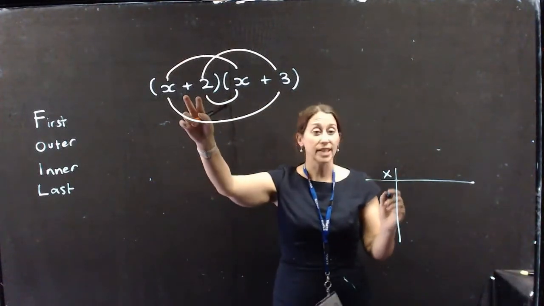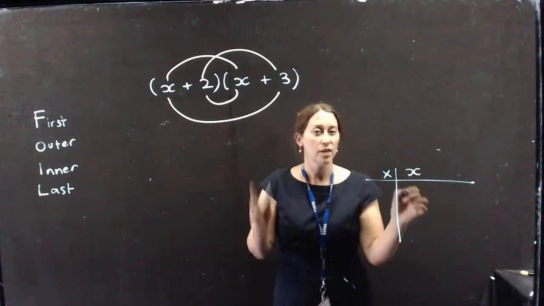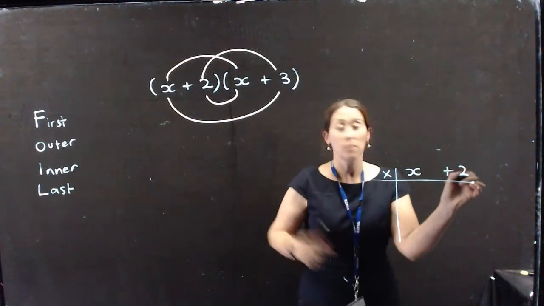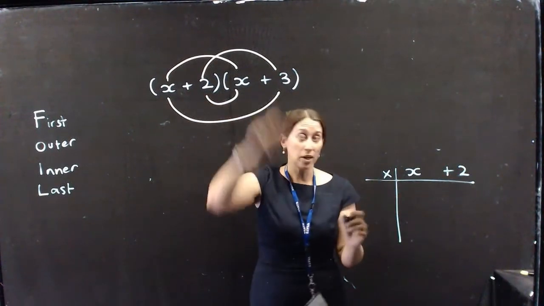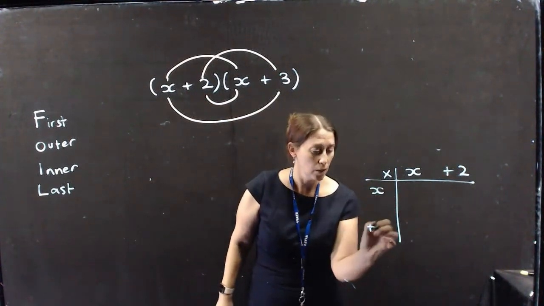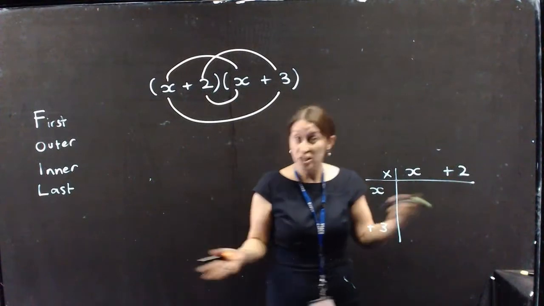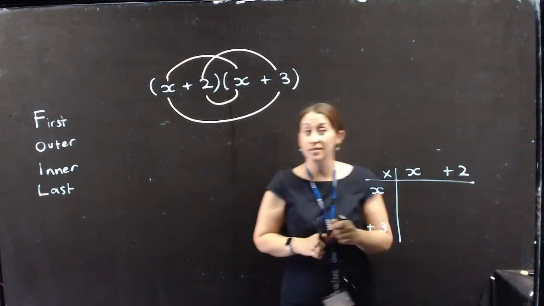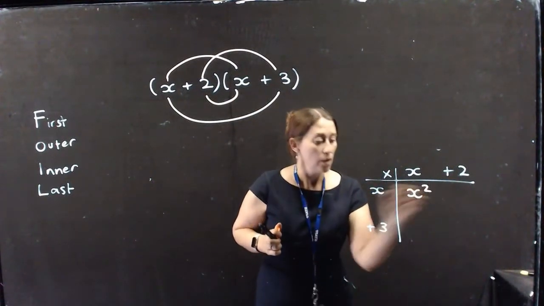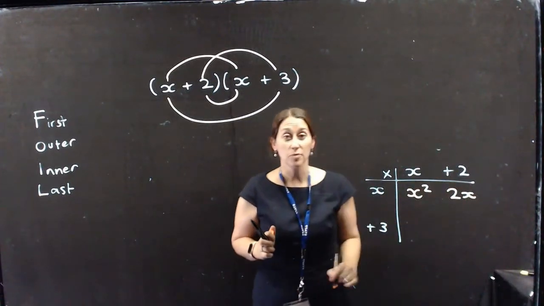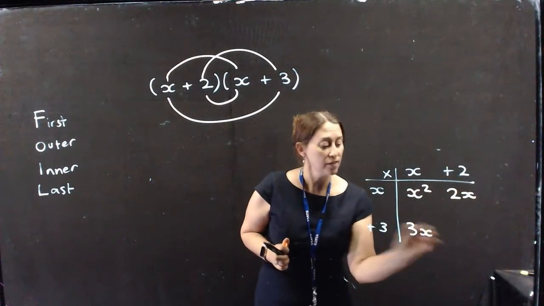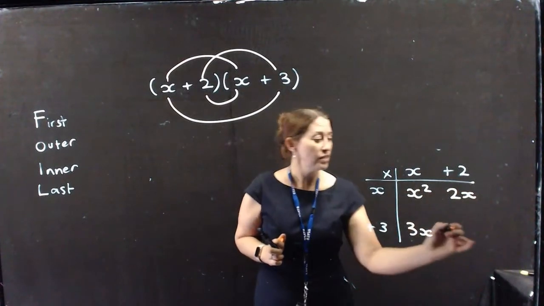Okay, so let's write x plus 2 here. Now we need to take care that it's positive 2. Remember the sign in between belongs to the term on the right, and we're multiplying it by x plus 3. Okay, so let's do as we did with the numbers. x times x is x squared. x times positive 2 is 2x. x times positive 3 is 3x. And 3 times 2 is 6.